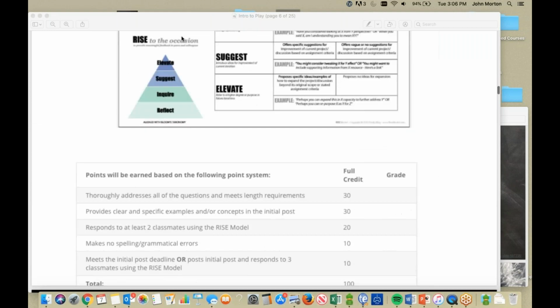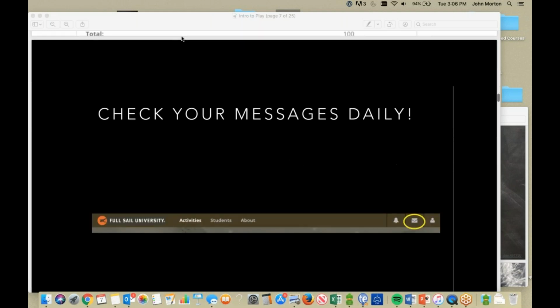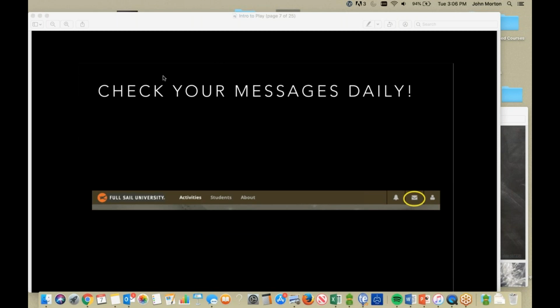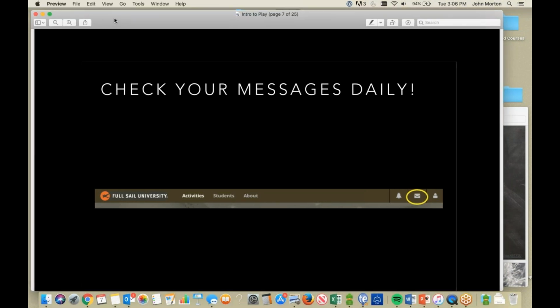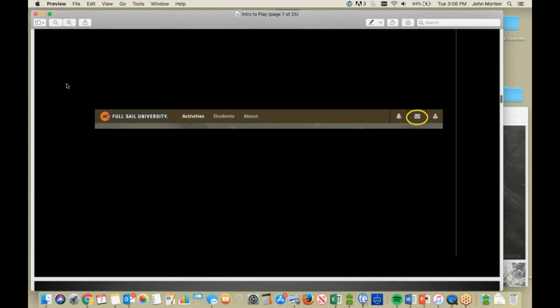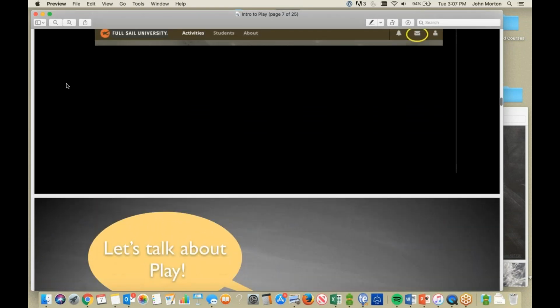This is all things we went over already. Oh yeah, the last point to mention is check your messages daily. It's a tool that we use. You'll have a little notification when you get messages. Make sure you're logging on to the platform every day, if at all possible, just to make sure that you're not missing anything, so on and so forth. But yeah, log in every day if you can and check your messages.